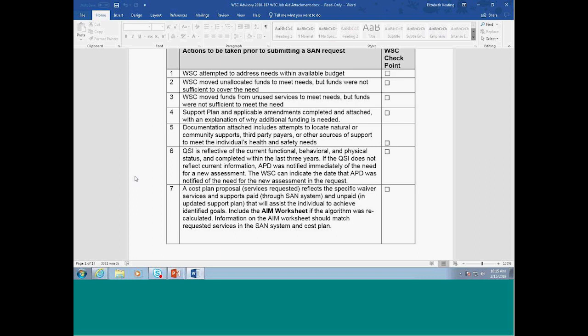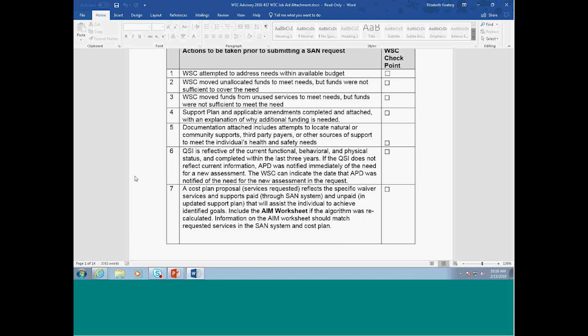Are there natural supports that can assist so that some of the personal supports can be reduced? Or are there unused funds that can be moved out of the plan, freed up to pay for those additional $500? Those are some things that you need to be thinking about and demonstrating in the documentation that you provide.